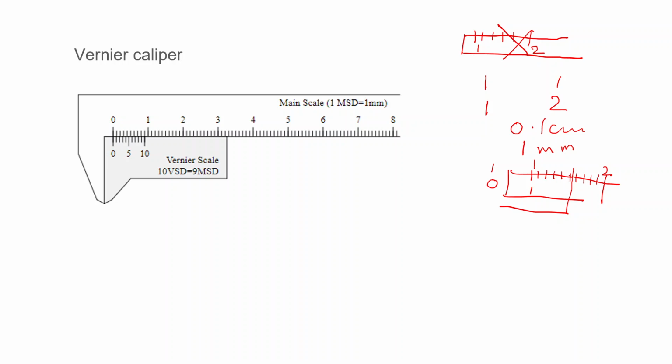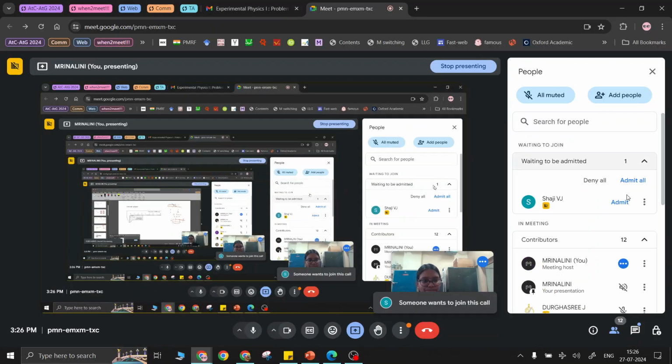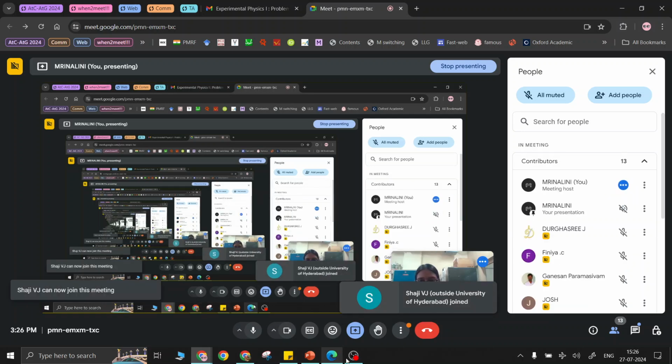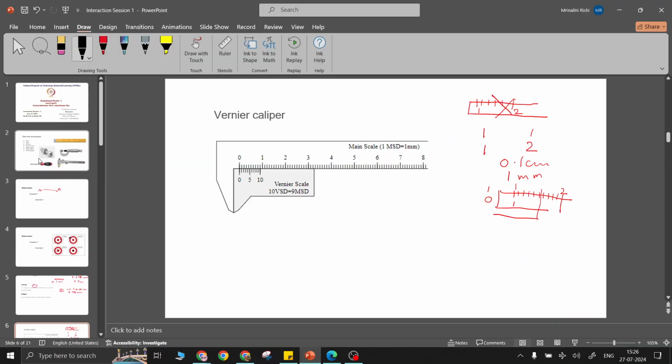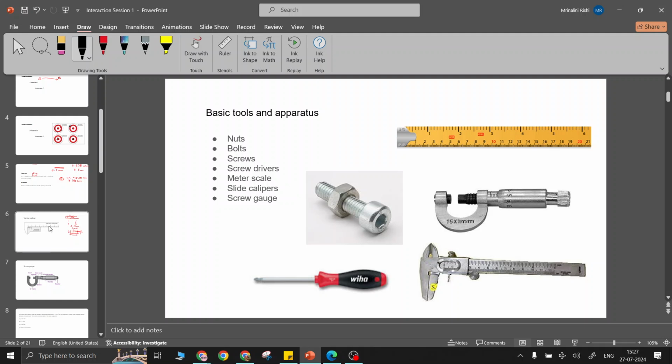One is the vernier caliper. Vernier caliper is an instrument which can help us in finding out an even more precise value of any length. So vernier caliper looks something like this.